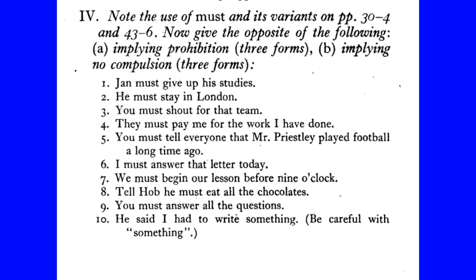Four: note the use of must and its variants on pages 30-4 and 43-6. Now give the opposite of the following. A. Implying prohibition, three forms. B. Implying no compulsion, three forms. 1. Jan must give up his studies. 2. He must stay in London.